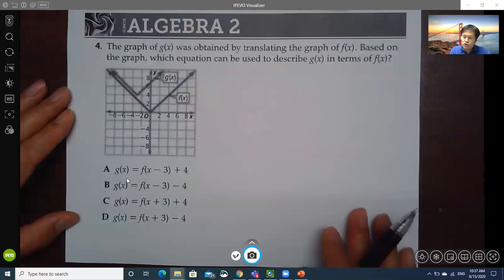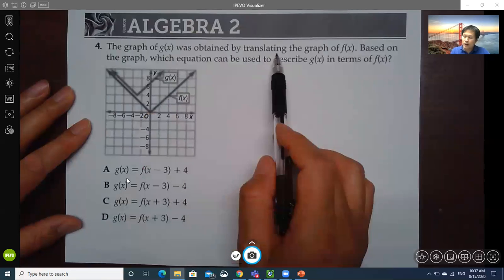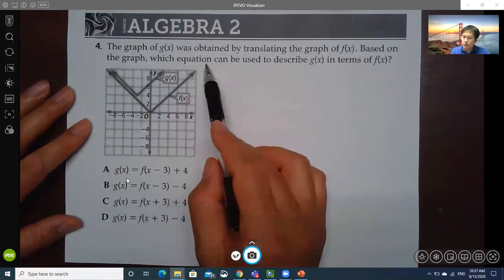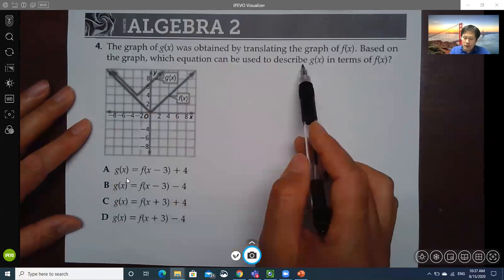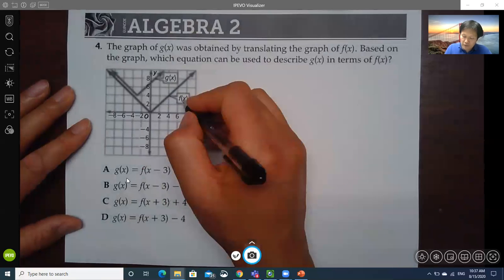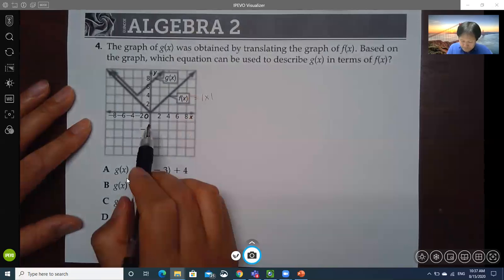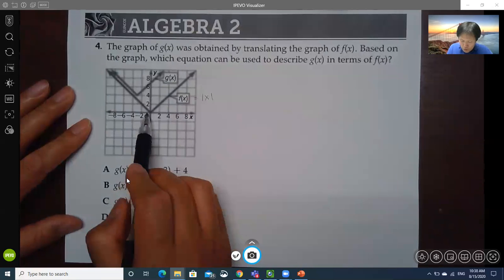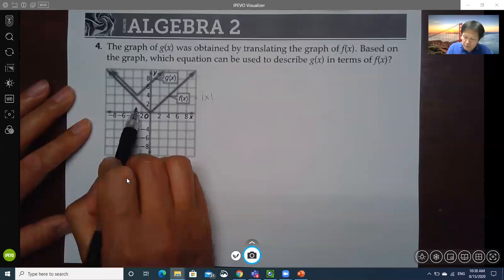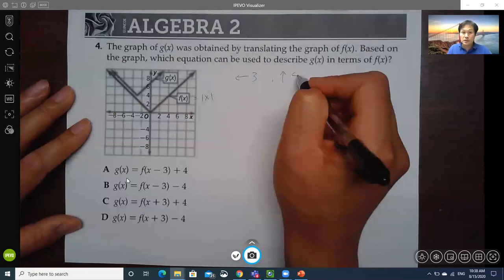The graph g of x is obtained by translating the graph of f of x. Based on the graph, which equation can be used to describe g of x? Okay, f of x is the absolute value of x. So if you look at it, you're going to move left by 1, 2, 3, and up 1, 2, 3, 4. Left by 3, up by 4. Very easy.